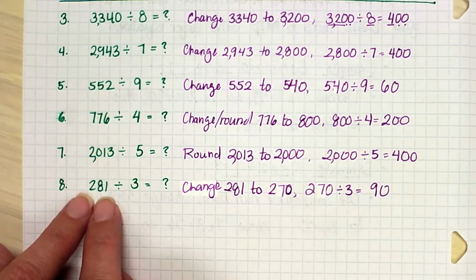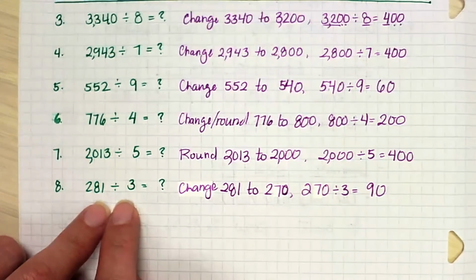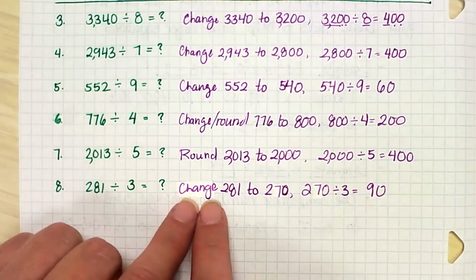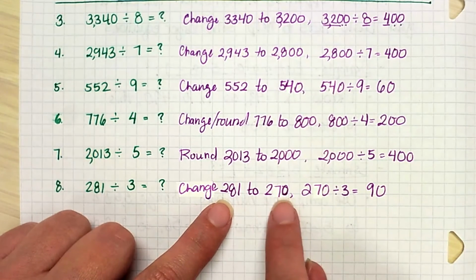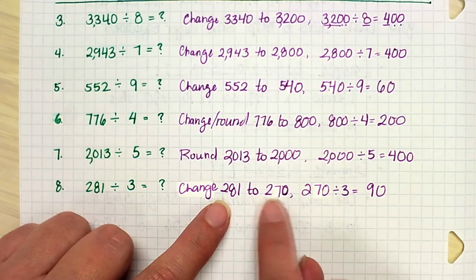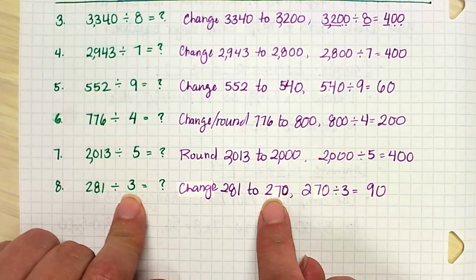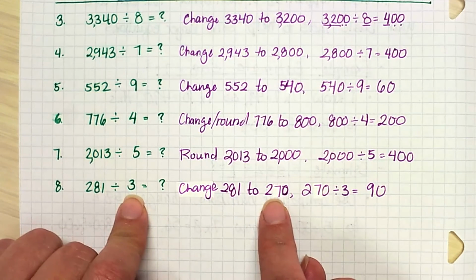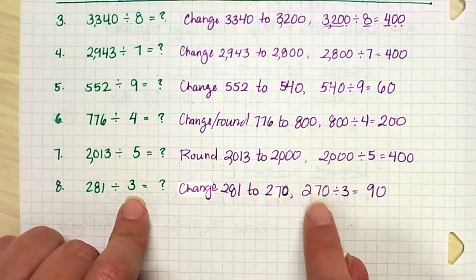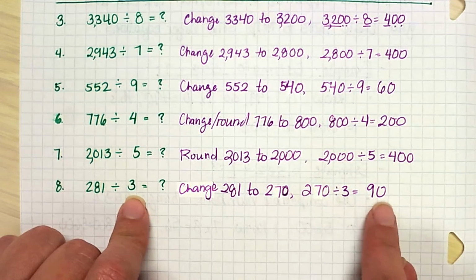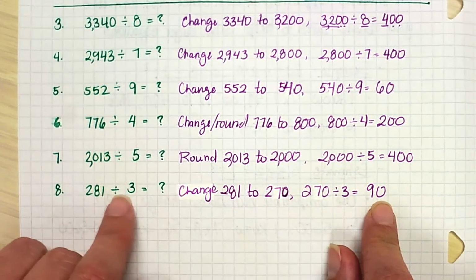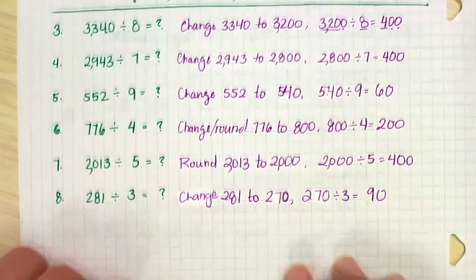And for our last one, 281 divided by 3, I'm going to use compatible numbers and change that 281 to 270 because I know 27 is a multiple of 3. 3 times 9 is 27, so 3 times 90 is 270, which tells me that 270 divided by 3 is 90. So 281 divided by 3 is about 90.